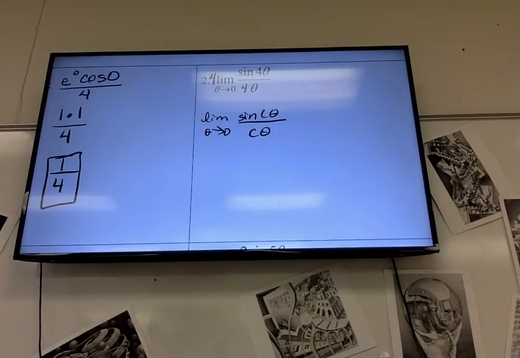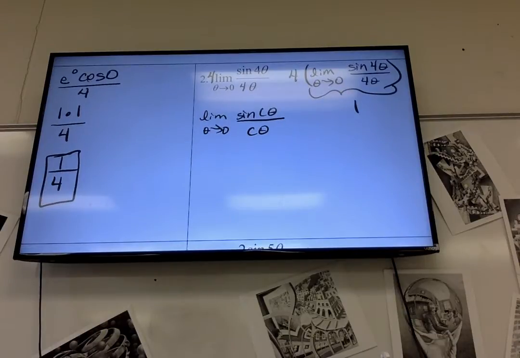So, yes, you're right. It would be 4 times the limit as theta approaches 0 of sine of 4 theta divided by 4 theta. We just learned that this is 1. So bring down the 4. That's 4 times that, which is 4.